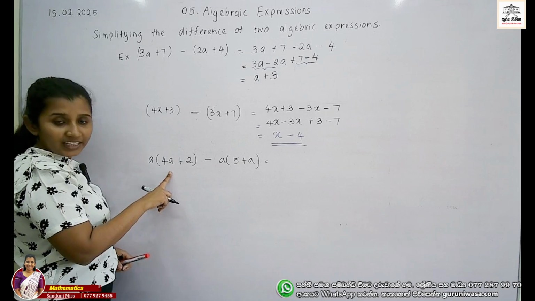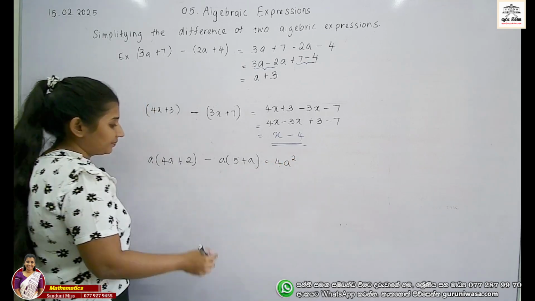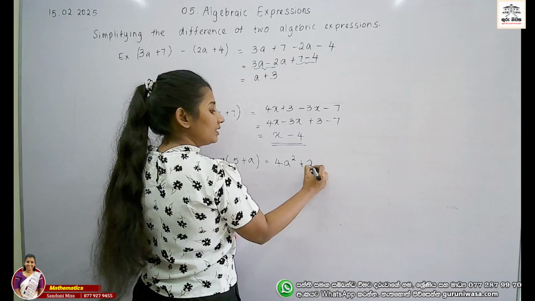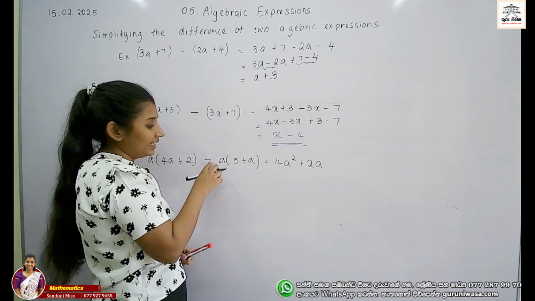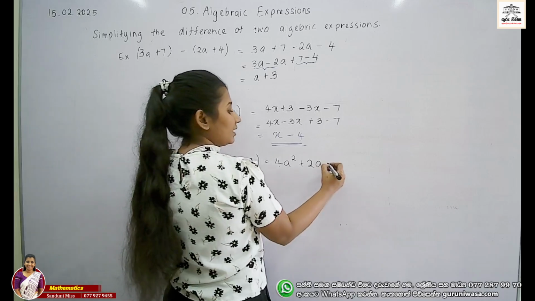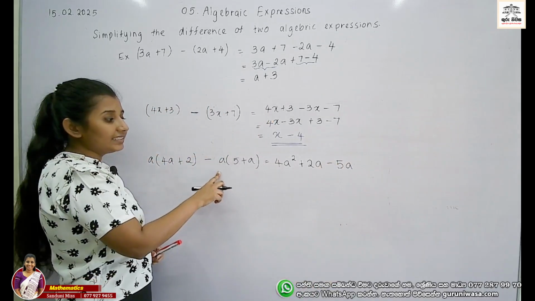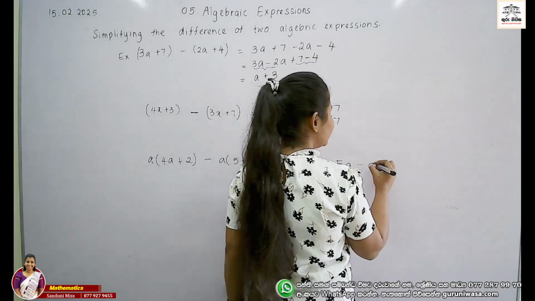a times 4a is 4a squared. a times 2 is plus 2a. Then you have the minus sign. Minus a times 5 is minus 5a. Minus a times plus a is minus a squared.